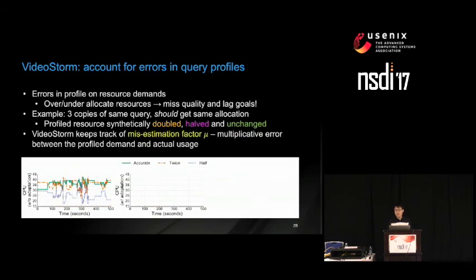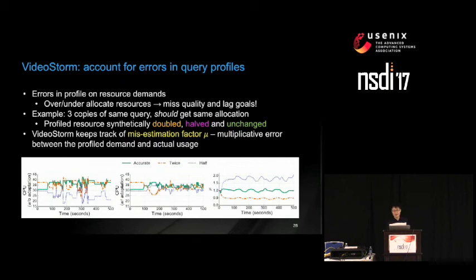VideoStorm adaptively keeps track of a missed estimation factor, which is a multiplicative error between the predicted resource and the actual resource usage. With this adaptation logic, we can see that our resource allocation converges to the right allocation soon after we start running these 3 queries. This is because if you look at the graph on the right, the missed estimation factor quickly converges to 2 for the halved query and 0.5 for the double query. With this mechanism, VideoStorm could perform nearly the same with erroneous profiles.